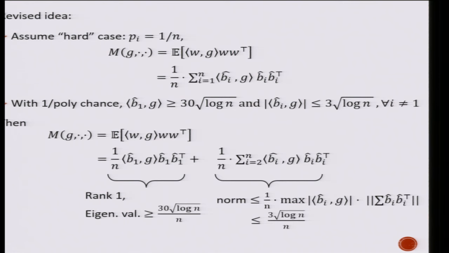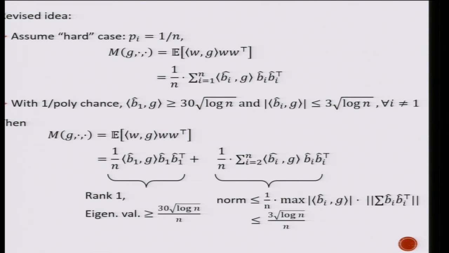So let's try to estimate the spectral norm. First of all, these are PSD matrices, so we can safely increase this to the largest. If you increase this number, then it's going to be at least larger in spectral norm. So basically, we bound all these guys by the maximum, and we get the sum of bi bi hat at the end. So this is something like 3 times square root log n here.